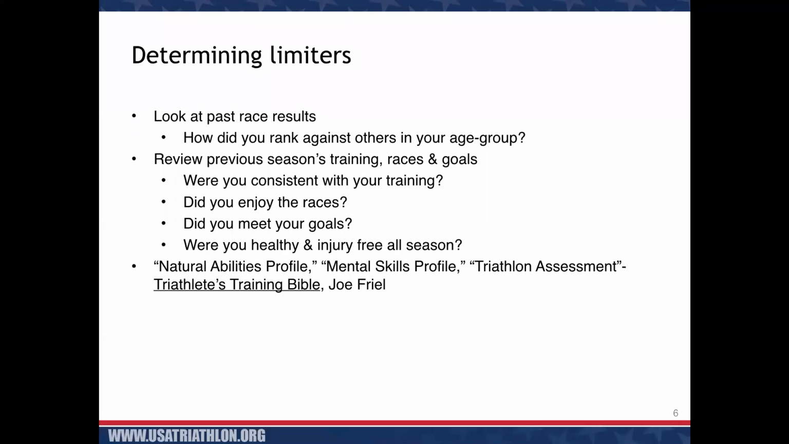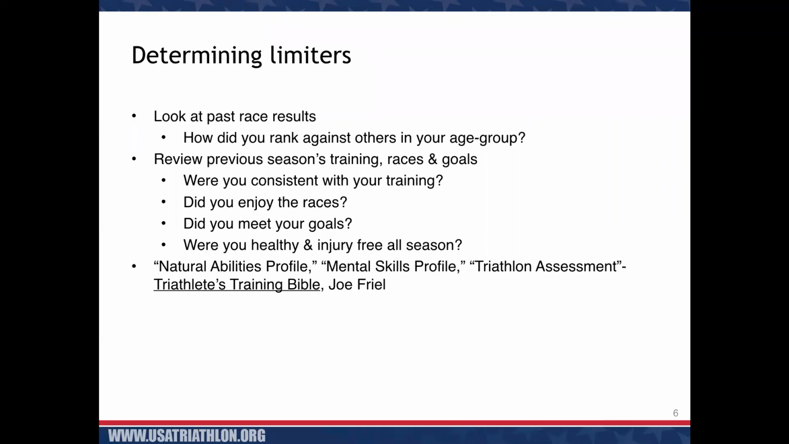Did you meet your goals? Did you set goals for the season? Did you attain those? Why or why not? And the same thing, were you healthy and injury-free all season? Yes or no, and if you weren't, figure out why. Bad technique, not eating well, not resting enough. All these questions that you can sit down and ask yourself will help you determine what your limiters are.